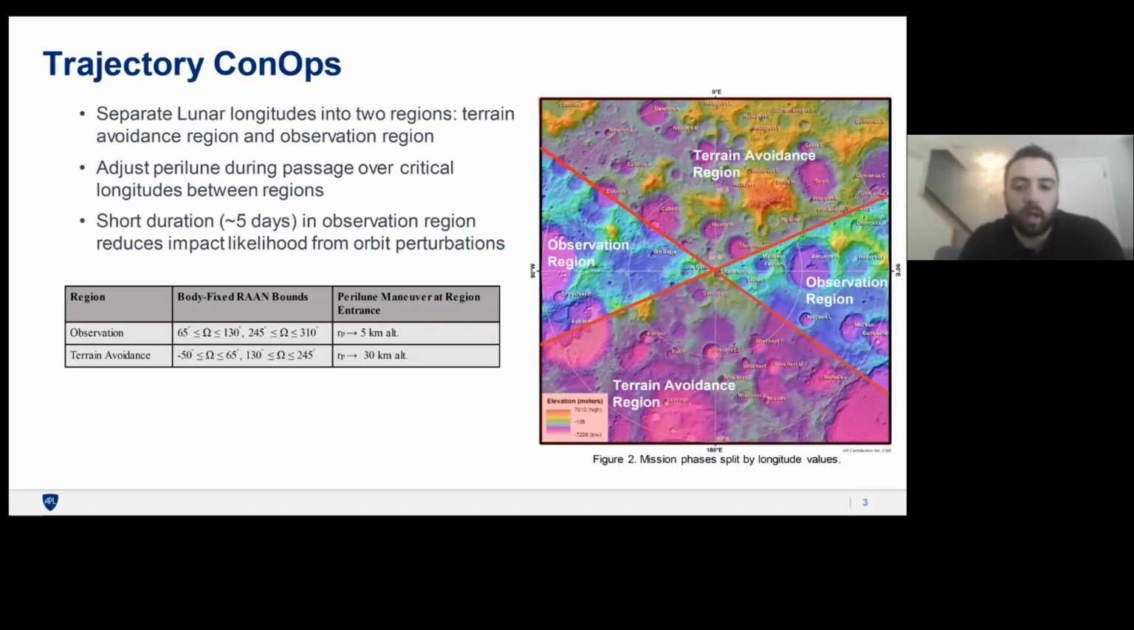So we've been working on a ConOps to overcome these challenges, and the solution we're working right now involves dividing the lunar longitude space into two different regions, a terrain avoidance region and an observation region. The observation region is basically just a continuous set of longitudes that have very low threat for impact due to high altitude terrain. The terrain avoidance region is obviously the opposite, where we would need to raise our orbit or grow our orbit and to safely pass over high altitude terrain.